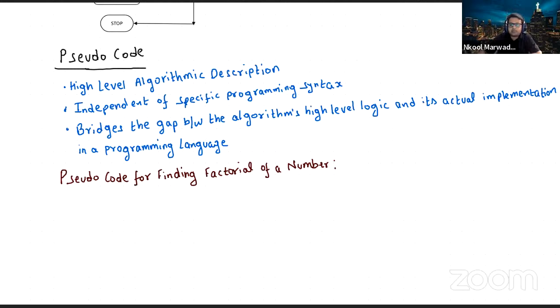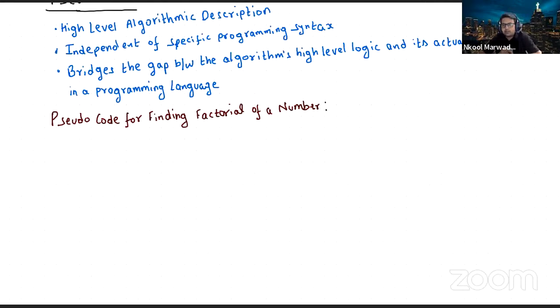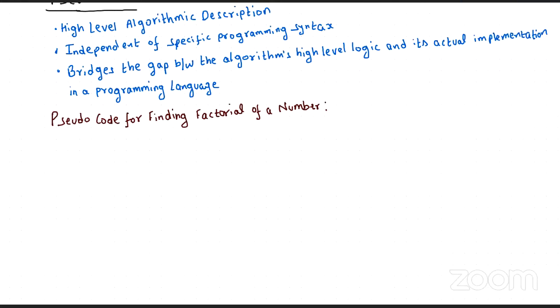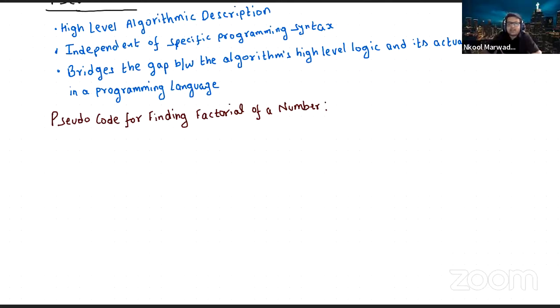So let us suppose the problem which we want to solve is finding the factorial of a number. And if we want to communicate this problem not using any programming language but using pseudocode, then let us see how we will do that. It is a very important exercise we are doing so that we will get an idea of how the pseudocode looks like and how we will be dealing with it.